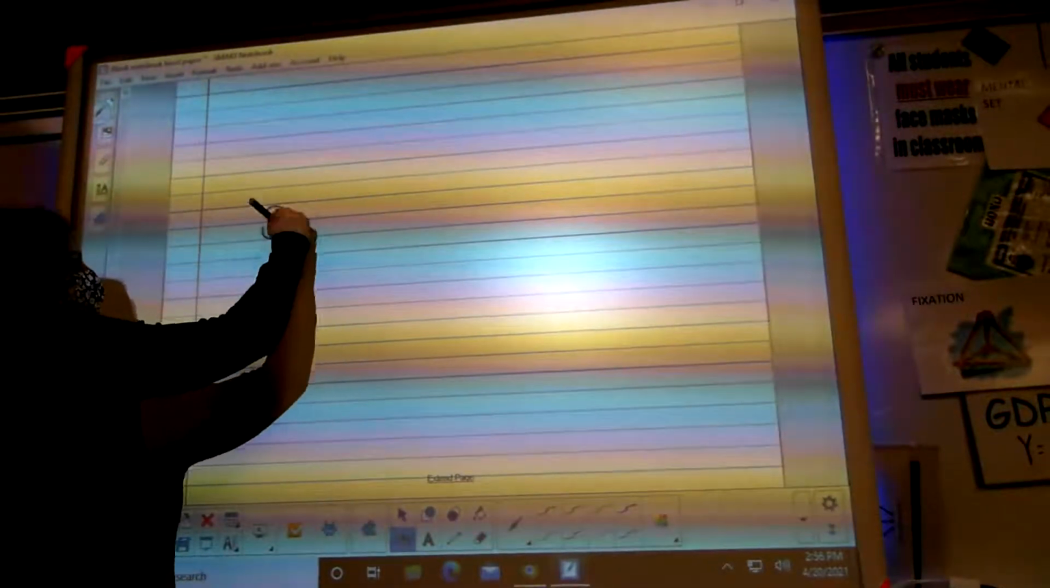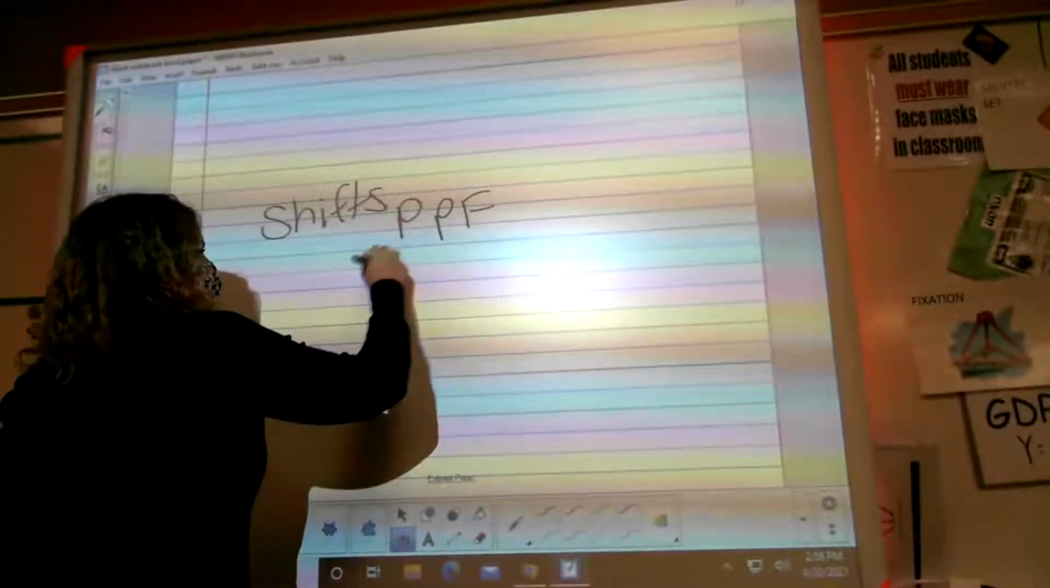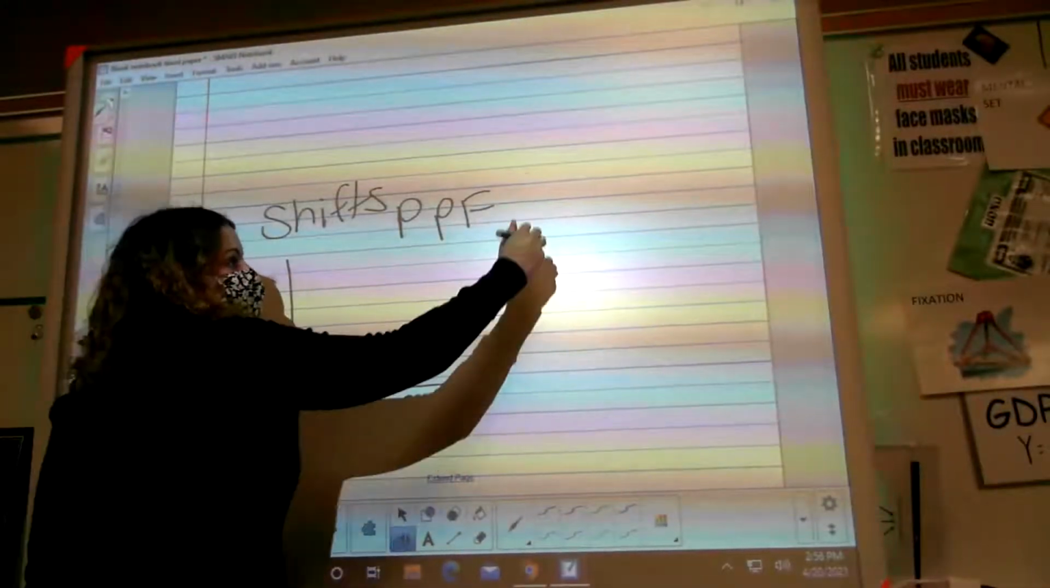Okay, let's talk about what shifts the PPF curve versus a movement.